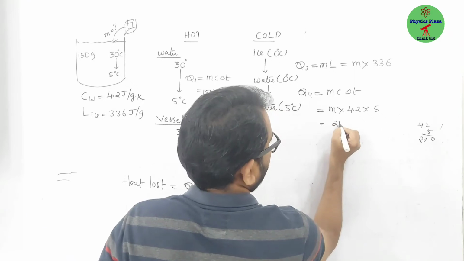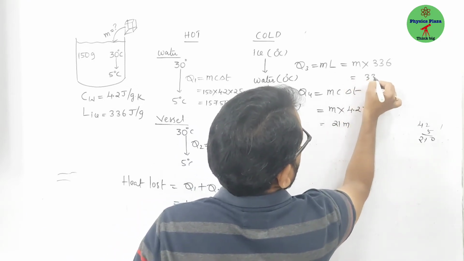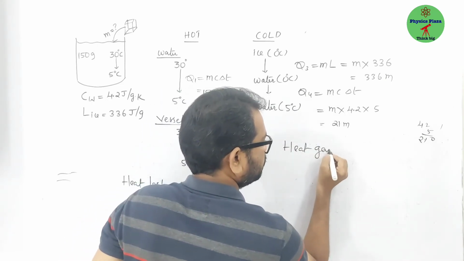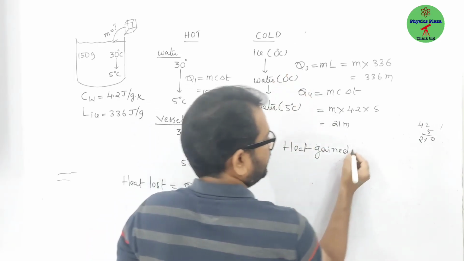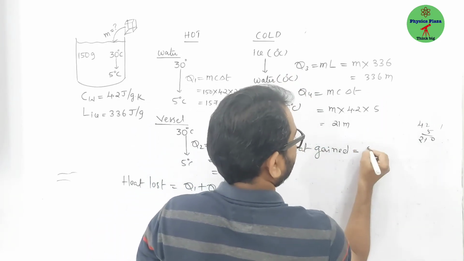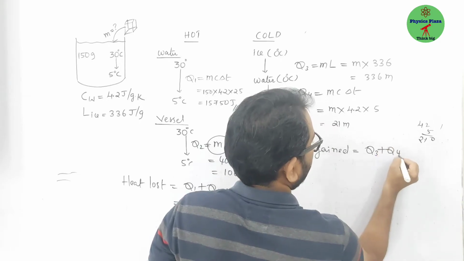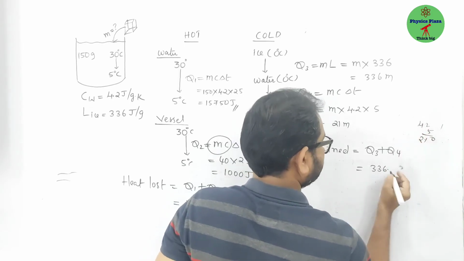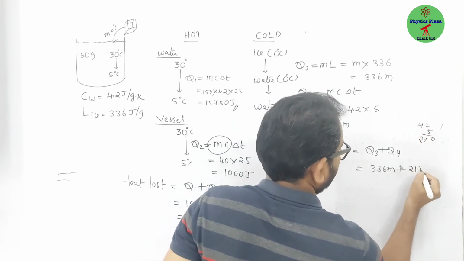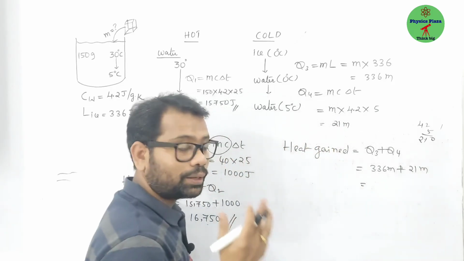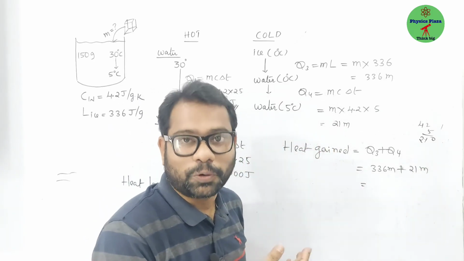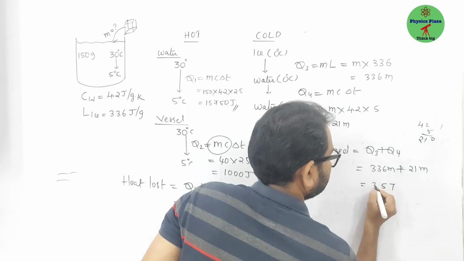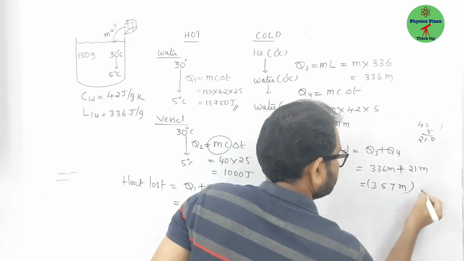So this is 21 m. This is 336 m. Now heat gained by ice is how much, children? You have to add Q3 plus Q4. So this will be 336 m plus 21 m. So this will be how much, children? Just check the calculation part. Sometimes I also might go wrong. Okay, kindly check. So this is 357 m joules.